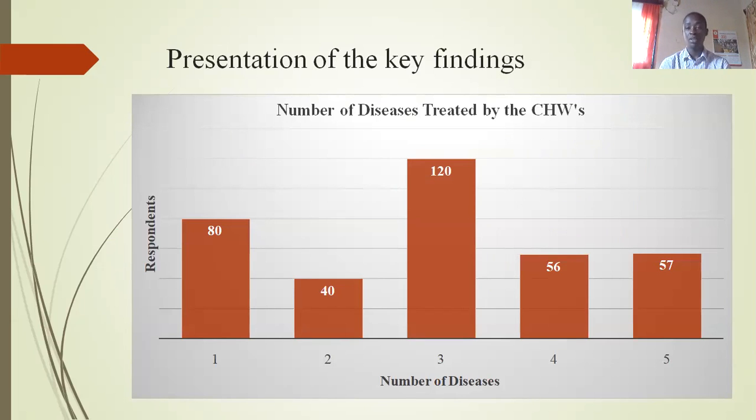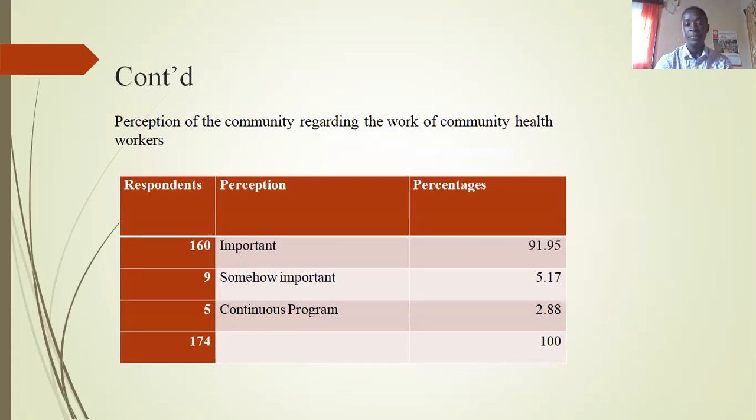Another section is about the presentation of the key findings. I found that 80 respondents said that the community health workers can treat only one infectious disease. 40 respondents said that they can treat only 2. 120 respondents said that community health workers can treat 3 infectious diseases. 56 respondents said that they can treat 4. And 57 said that they can treat 5 infectious diseases. The second one is about the perception of the community regarding the work of community health workers.